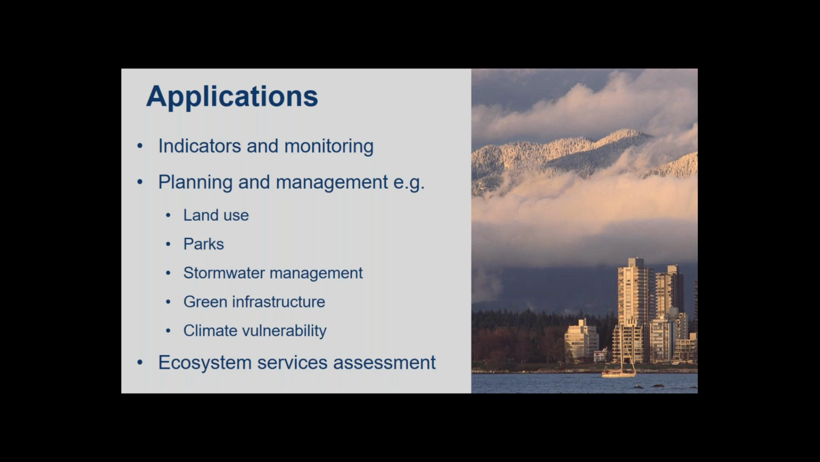But the data sets can also be used to inform land use planning, parks planning and management, stormwater management planning, drinking water resource management. We think they're also going to be very useful to look at green infrastructure planning, so identifying where there are opportunities to increase green infrastructure and where should be a priority to do so, etc. This data could also be used to explore climate vulnerability, so for example by overlaying it with information on vulnerable populations. And finally, ecosystem services assessment.